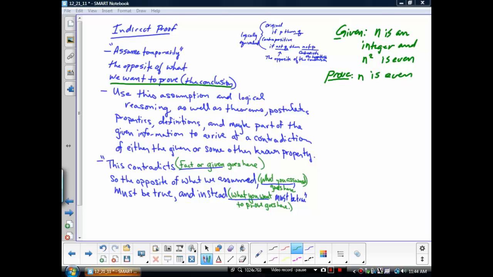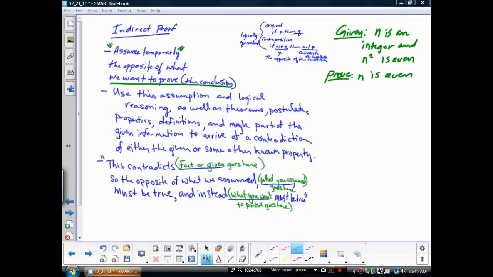When we do an indirect proof, what are the words we start with? Assume temporarily. These are the words that we always start with. So we're going to assume temporarily what? The opposite of the conclusion, or the opposite of what we want to prove. What is the conclusion this time? N is even.